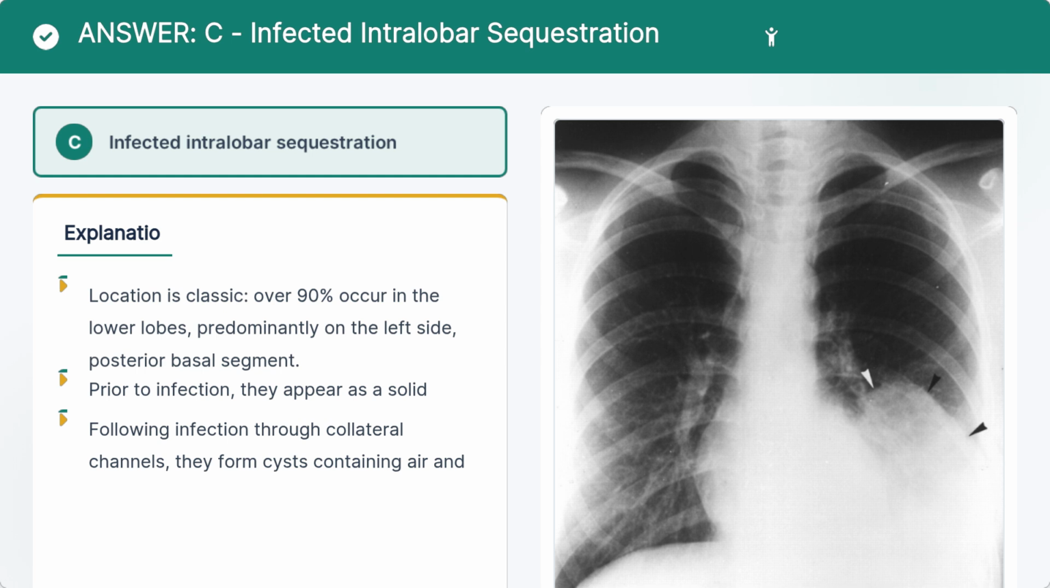The correct answer is option C. An infected intralobar sequestration. The posterobasal segment of the left lower lobe is the single most classic location for bronchopulmonary sequestration, accounting for over 90% of all cases. Before infection, the lesion appears as a solid homogeneous mass. After bacteria gain entry through collateral channels, infection creates cavities. These cavities fill partially with pus and partially with air, producing the characteristic cystic spaces with air fluid levels on the chest X-ray. Any persistent or recurrently infected lower lobe mass in an adolescent, especially left-sided and posterior, should prompt immediate computed tomography angiography to look for the systemic feeder vessel.